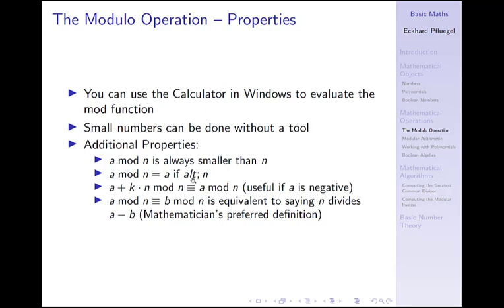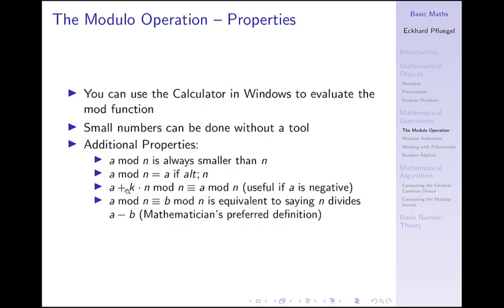Second property. Apologies, that here should be if a is smaller than n, little typo. So if a is actually smaller than the modulus, then a mod n is simply a, because then the division will be 0 and the remainder is simply a. That's a quick one. Then there's another property, and that's useful in the case of dealing with a negative input and trying to figure out what on earth the output of the modulo function is here.